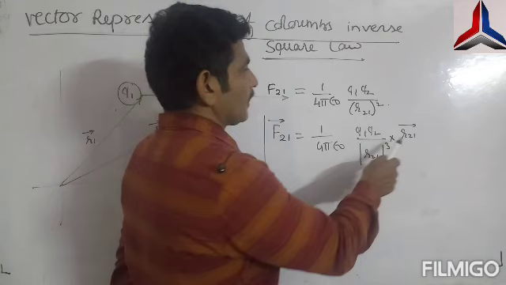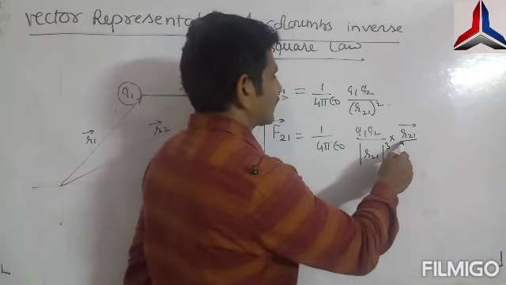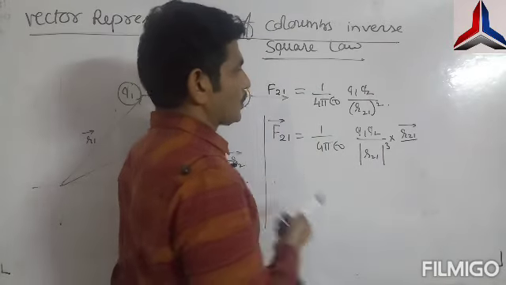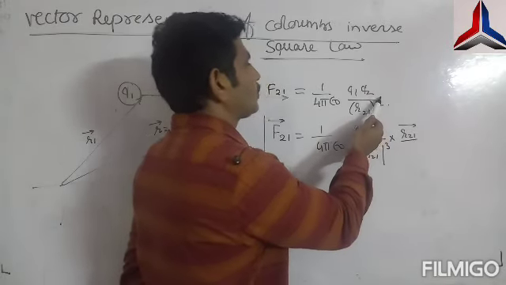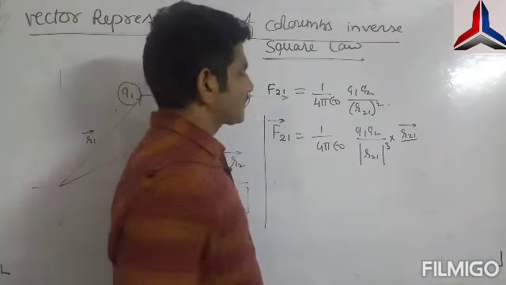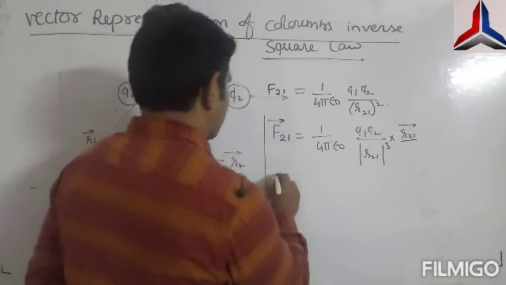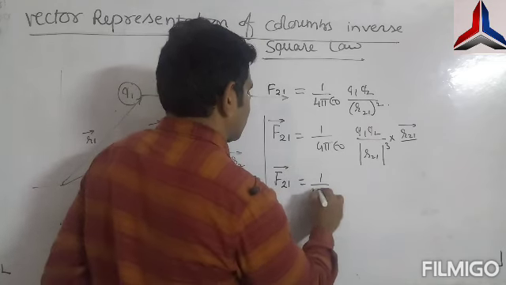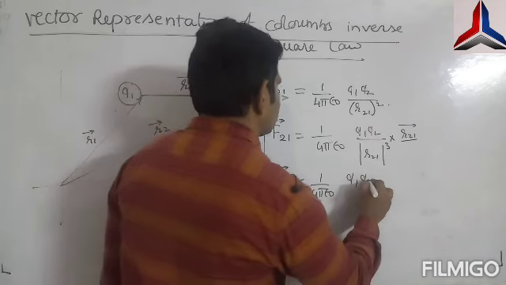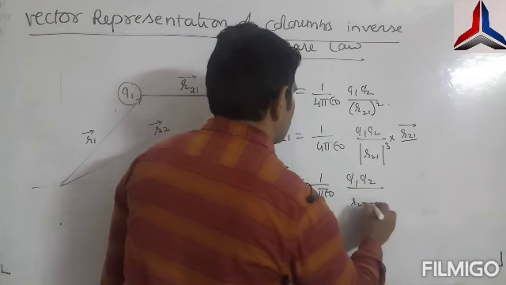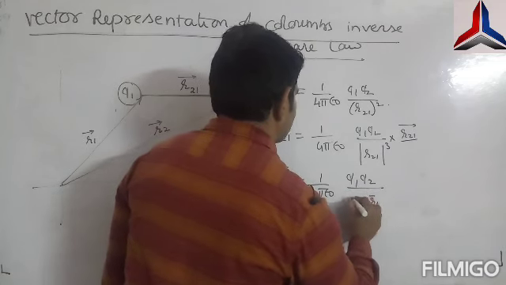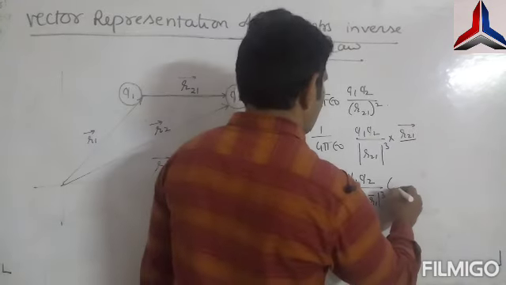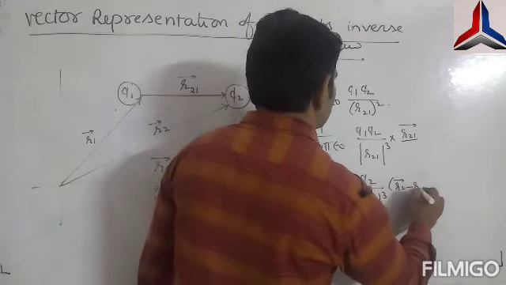There is a reason. This is a vector. Vector means it has magnitude and direction. We want direction. So since we are increasing the magnitude in the numerator, we should increase it in the denominator. Therefore, F21 bar can be written as 1 by 4 pi epsilon naught Q1 Q2 by the magnitude of r2 bar minus r1 bar, cubed, into r2 bar minus r1 bar.